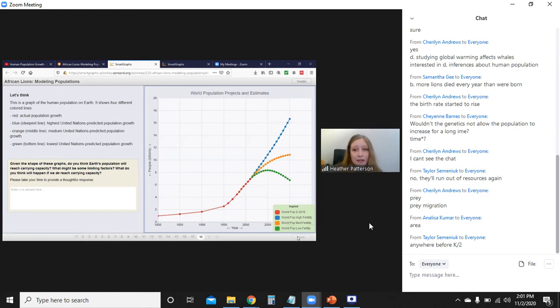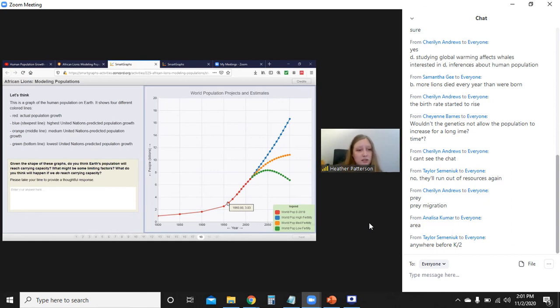So now we're getting into our human population. This is the graph of the human population. We have our red, which is our actual population growth. The blue is the highest United Nations predicted population growth. And our orange is our median population estimate, and our green is the lowest population estimate.